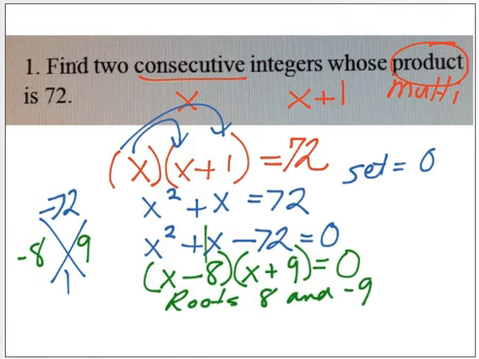Now, the hard part of this seems to be when we think about the answer 8 and 9, x is equal to 8. Therefore, x plus 1 is equal to 9. So our answers are 8 and 9.